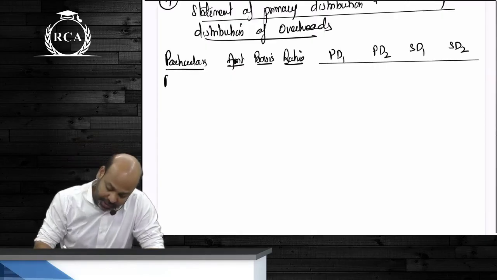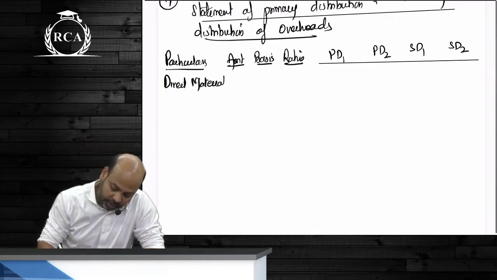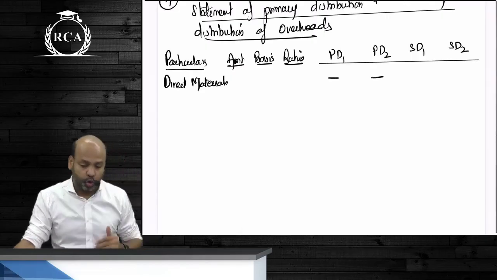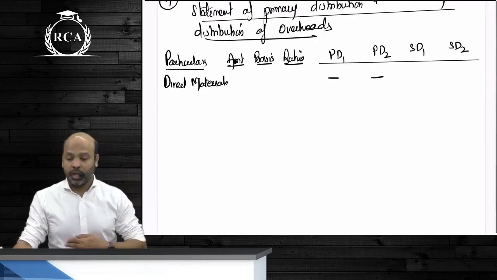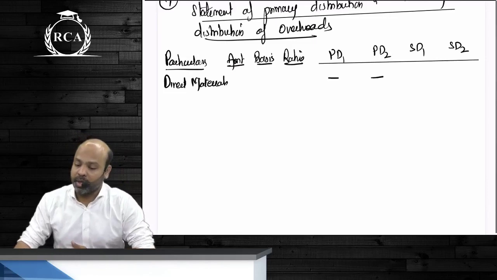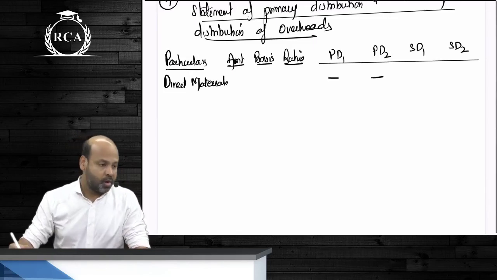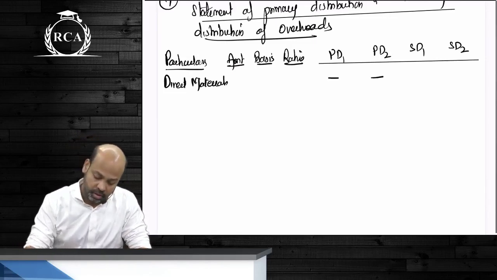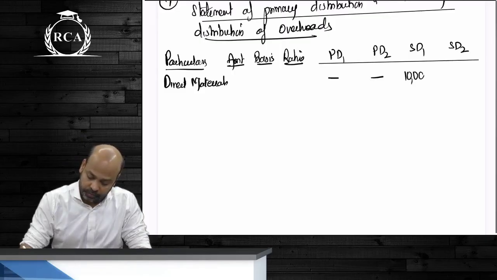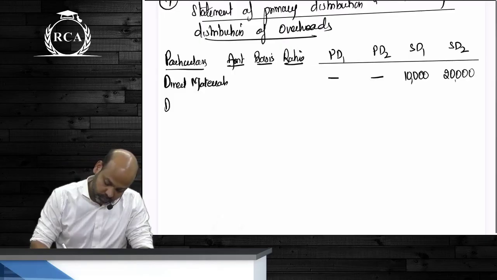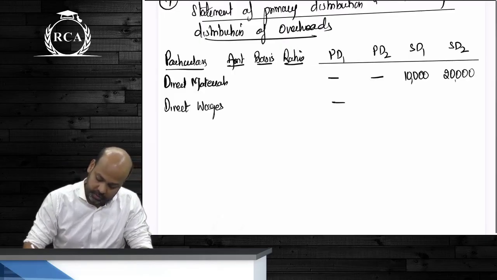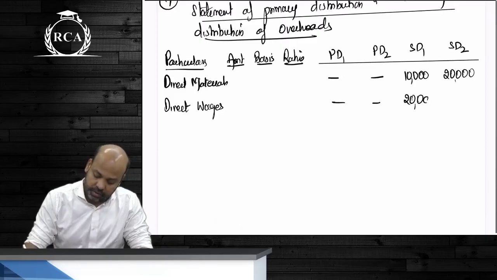You will have to write direct material and direct wages in this statement also, guys. Just that you will not write anything in PD1 and PD2. You will include the amounts only for SD1 and SD2. कितना है बेटा amount? 10,000 and 20,000. Direct wages बेटा 20,000 and 10,000.